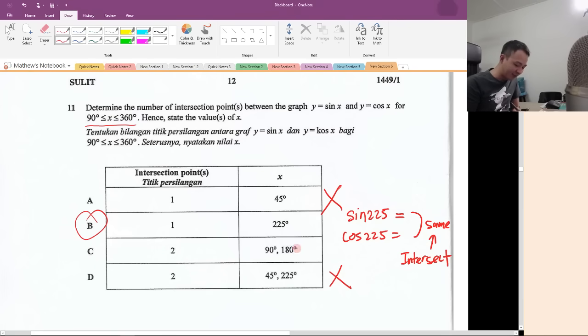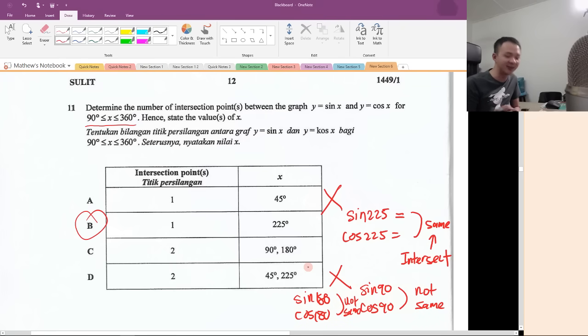For this one, you can try to type sine 90 and cos 90. Both of the answers are not the same, right? That means they don't intersect here. And the same thing, you can do sine 180 and cos 180. Both of these values are not the same, so that means they don't intersect. So these two points also don't intersect. Therefore, your only answer will be B.